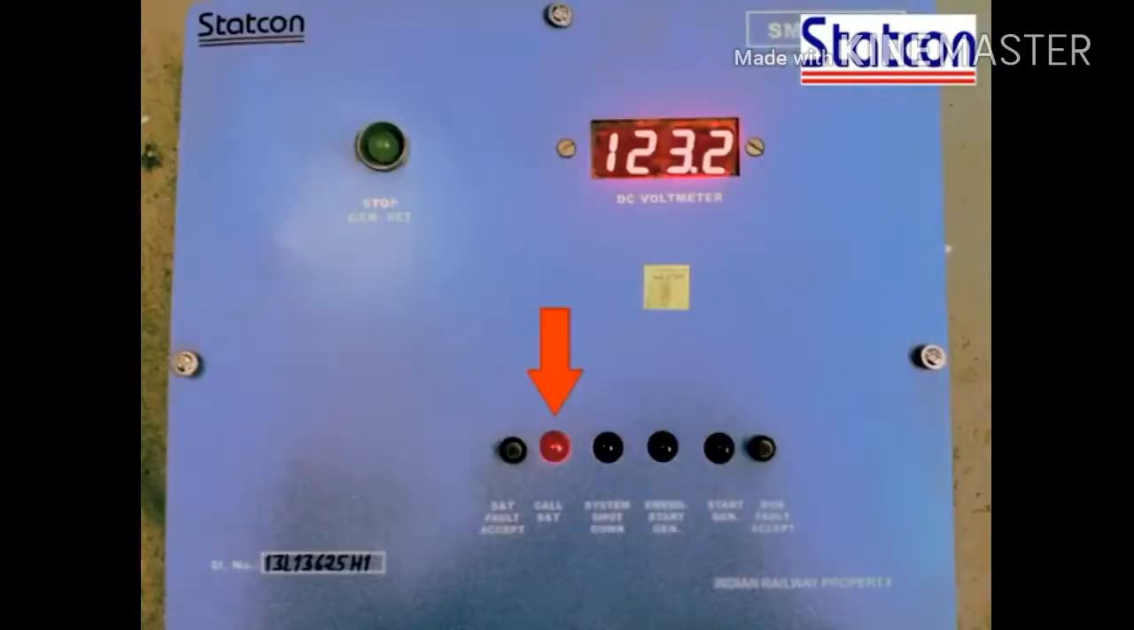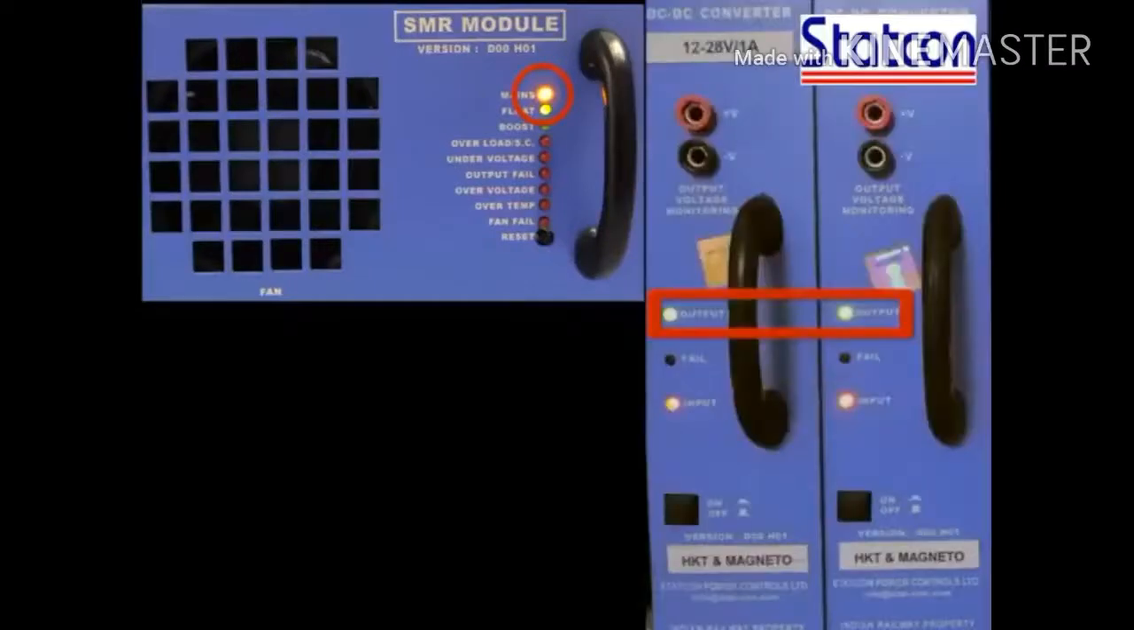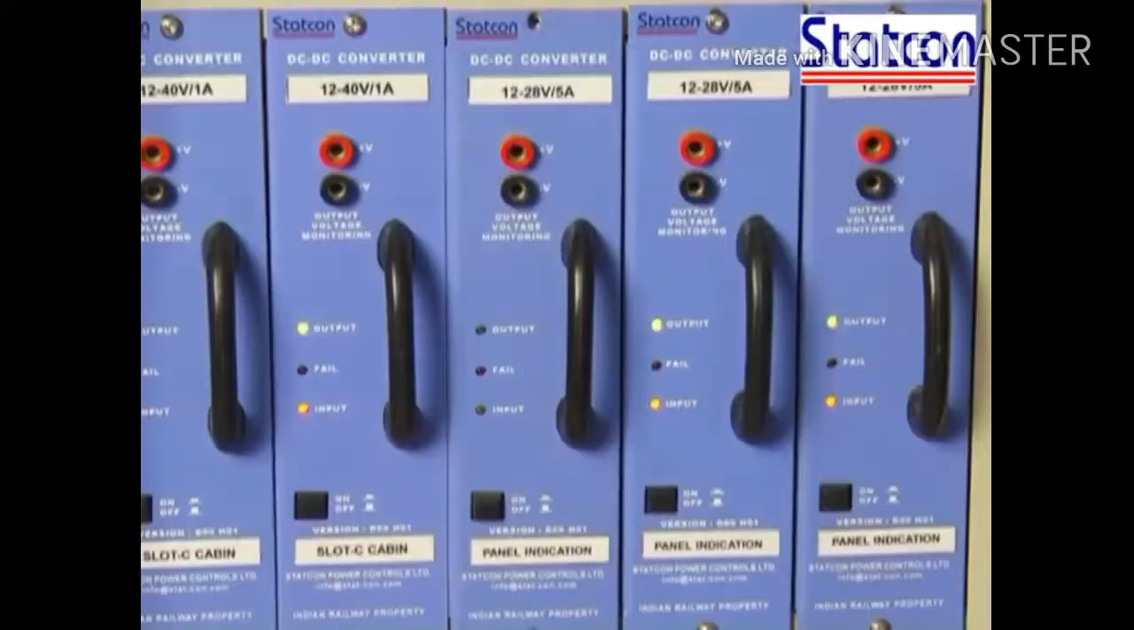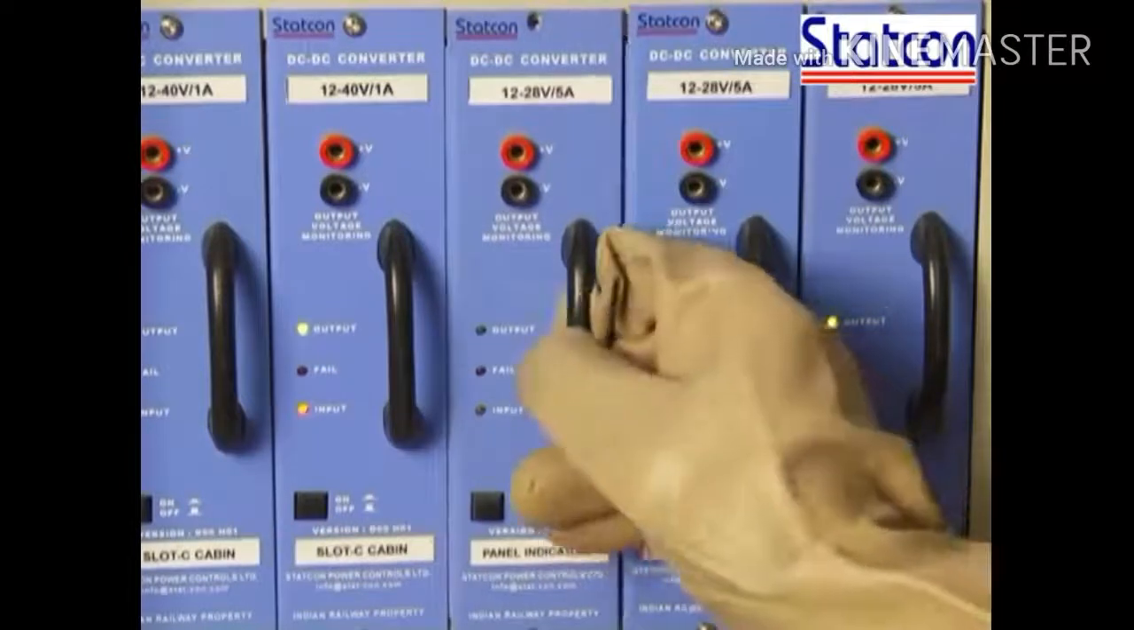Continuous fail signal on the ASM panel. Ensure that all the modules are in on condition. If there is any defective module, remove the control cable of the defective module.